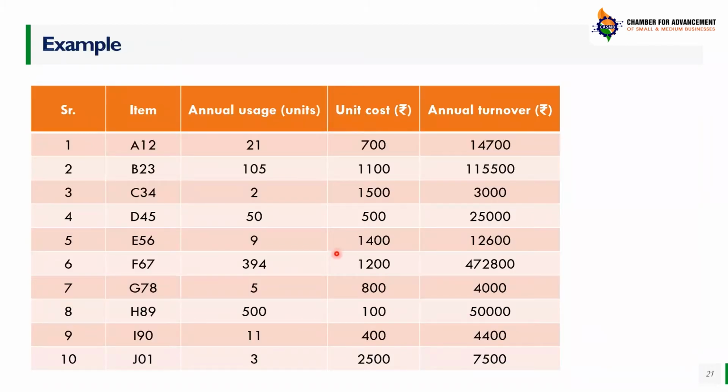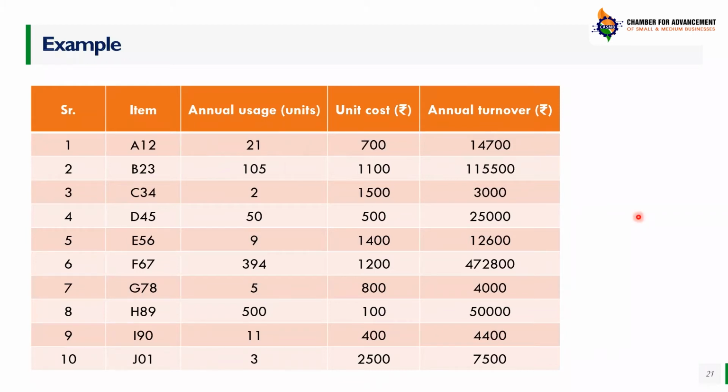So let's take an example here. Here are 10 items, and these are just code names of those items, and annual usage, unit cost, and annual turnover for these 10 items are given. Like, for this item, 21 units are sold annually, 105 units are sold for this item, etc. Unit cost for this item is say 700, 1100 for this one, and so on. And annual turnover coming from this item is this much in rupees. Just random numbers I have taken here.